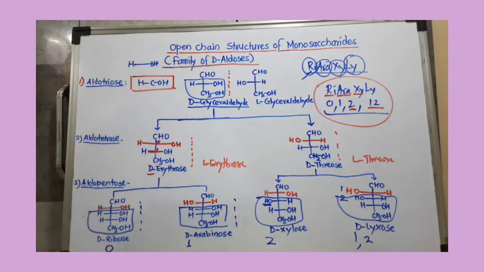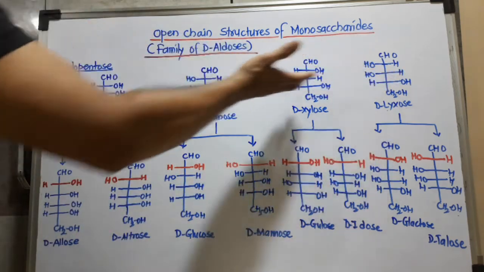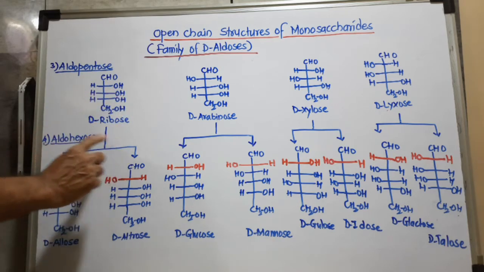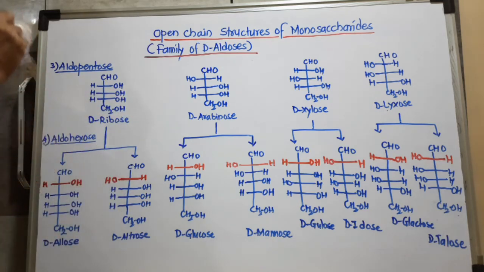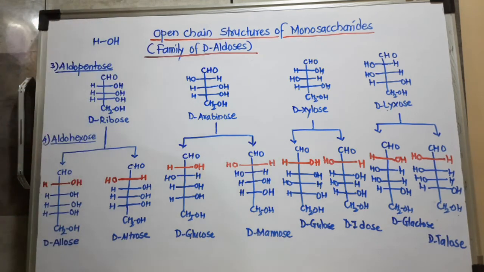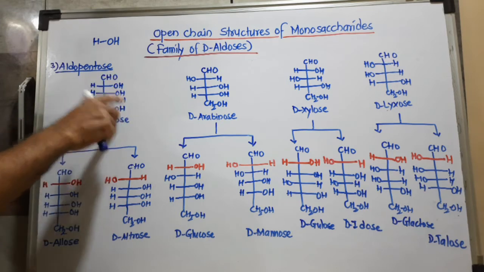Now we'll see aldohexoses. Let's see how to draw the structures of aldohexoses, meaning having an aldehydic group and a total of 6 carbons. To draw the structures, we must know the structures of the previous aldopentoses. From each aldopentose, you have to draw 2 aldohexoses by just adding one CHOH line just below the formyl group, just below the aldehydic group, and the remaining structure you have to keep as it is.